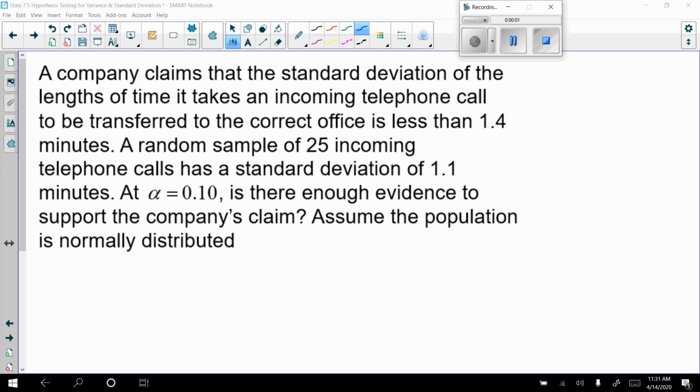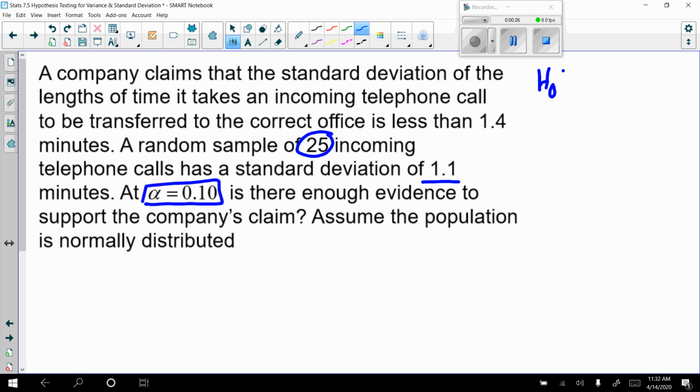In this next example, the company claims that the standard deviation of the lengths of time it takes an incoming telephone call to be transferred to the correct office is less than 1.4 minutes. We have a random sample of 25 with a standard deviation of 1.1 minutes. At an alpha level of 0.1, is there enough evidence to support the company's claim?